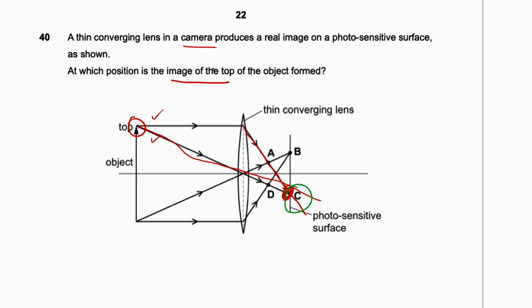What about if the question was, instead of top, they had written the word bottom? So the bottom is here, so that would be for the bottom. Okay, that will be for the bottom, that will be for the top, but we don't want it for the bottom, we want it for the top, as shown. That's the question. So the answer is going to be C.